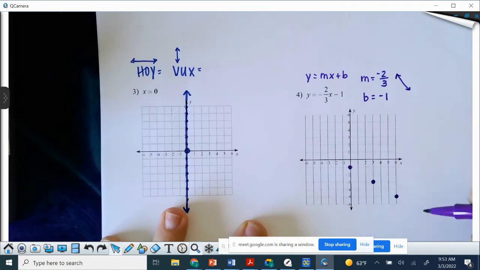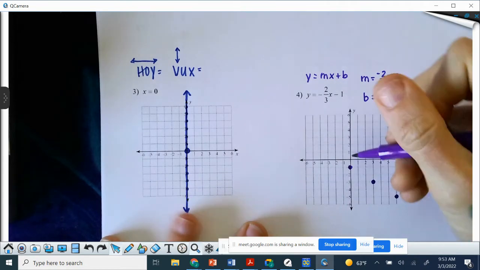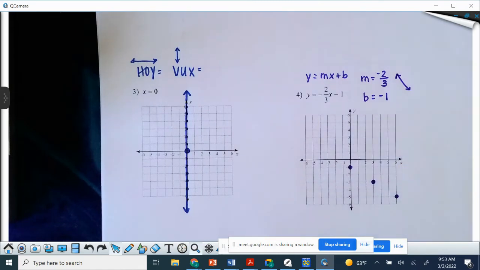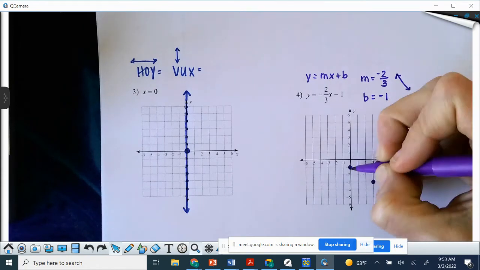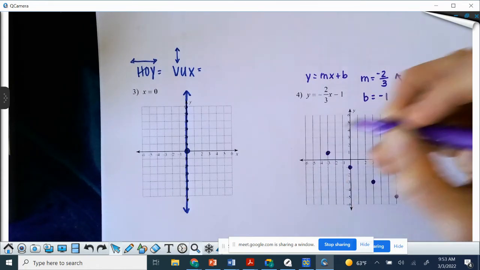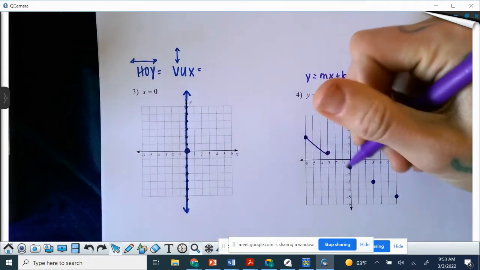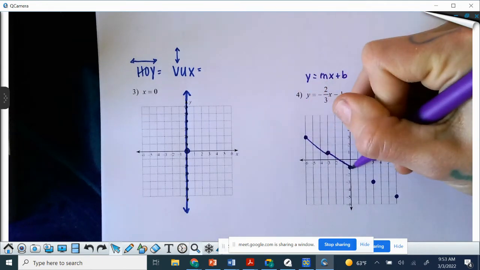And you do want to fill in your graph completely, especially on Delta Math. If you ever have to graph, you want it to be the entire length of this graph. So up 2 to the left 3 is also that -2/3. And then we're going to connect our dots, and that was not exactly straight.